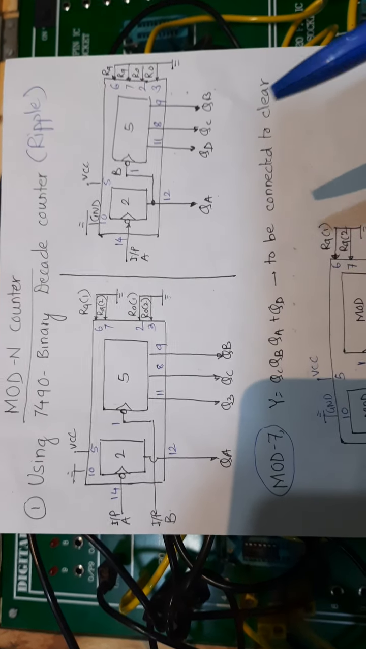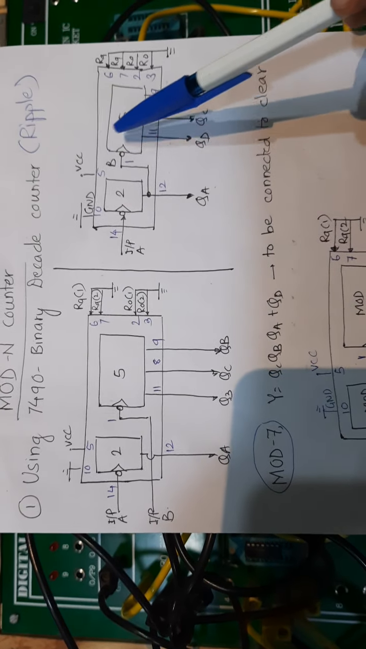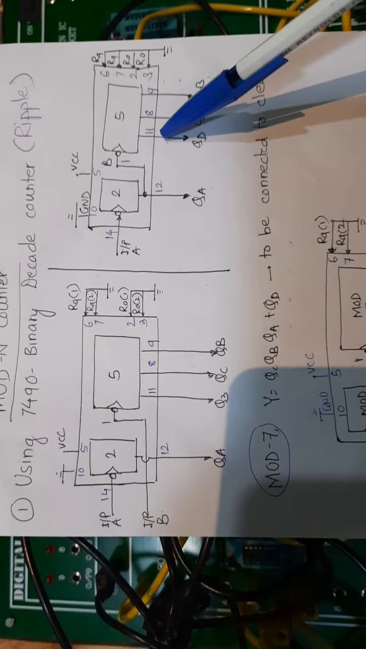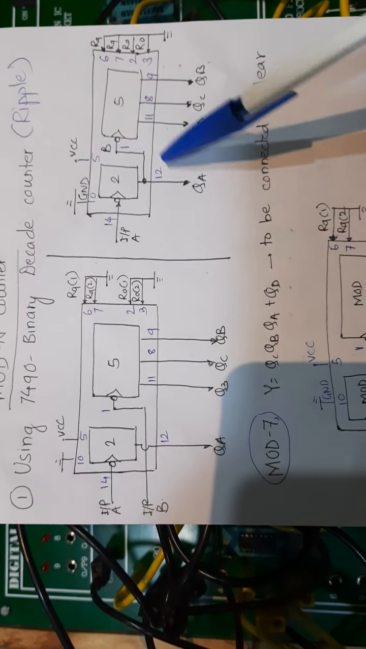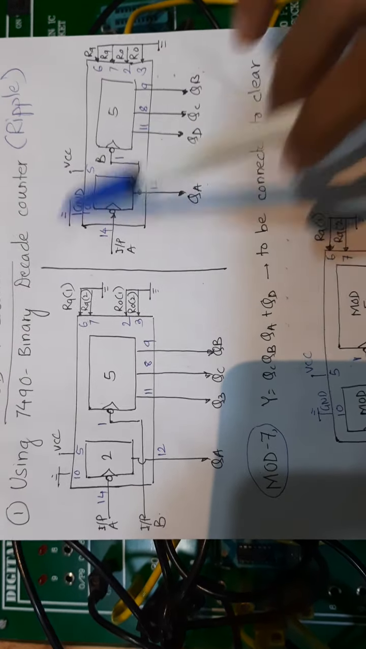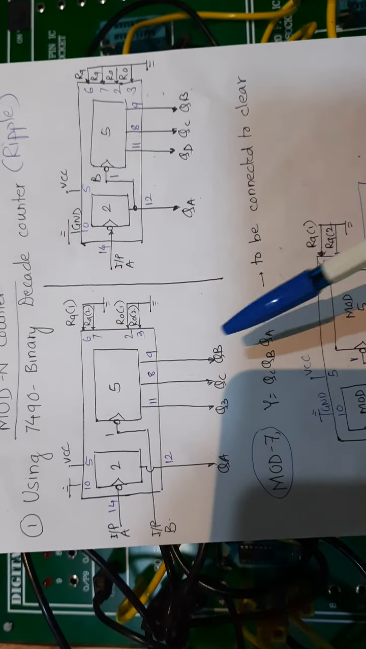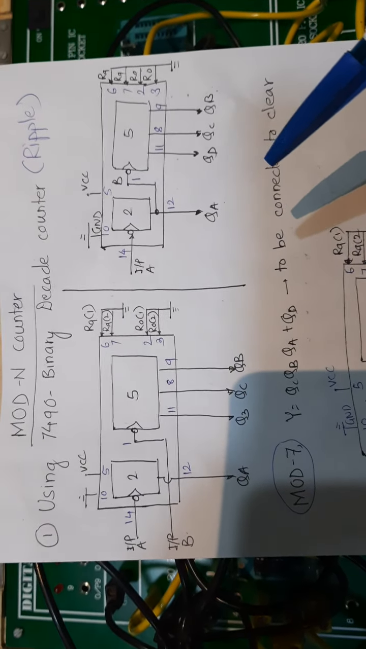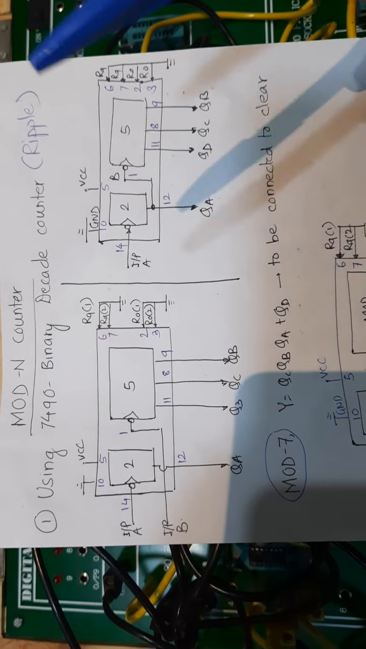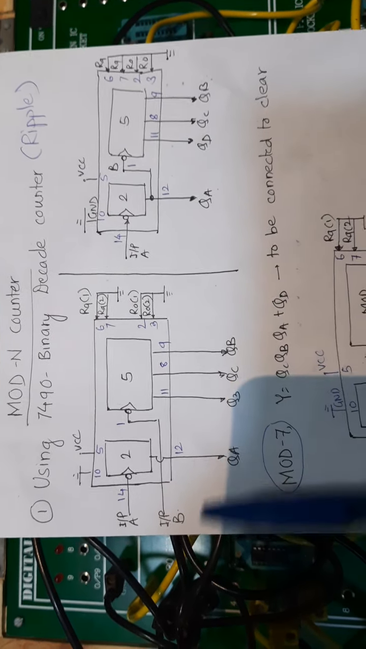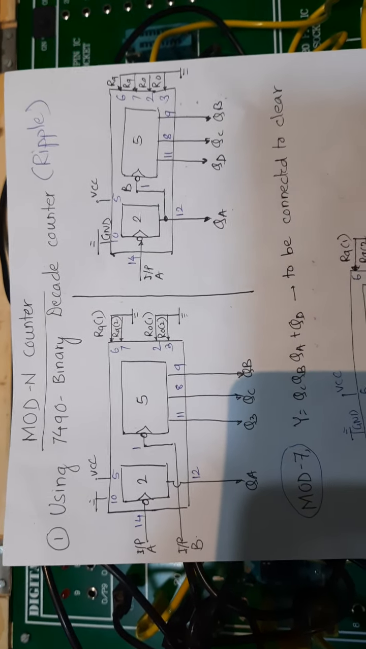And the third mode is biquinary, in which the external input is connected to mod 5, and the QD output of this mod 5 is connected as input to A. So I'll show you all modes of operation here. I have sent you the chart for 7490. Referring to that, the pin numbers are given, and the connections are done the same way. We'll see how mod 2 and mod 5 are seen separately in this first mode of operation.